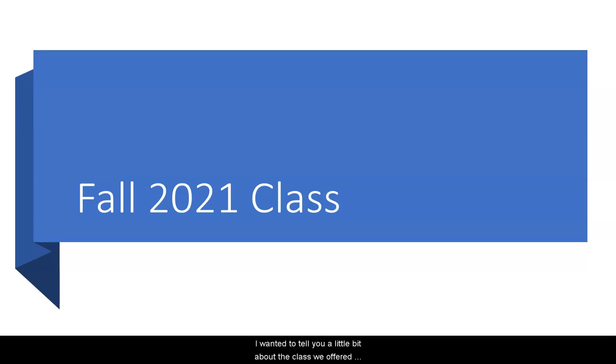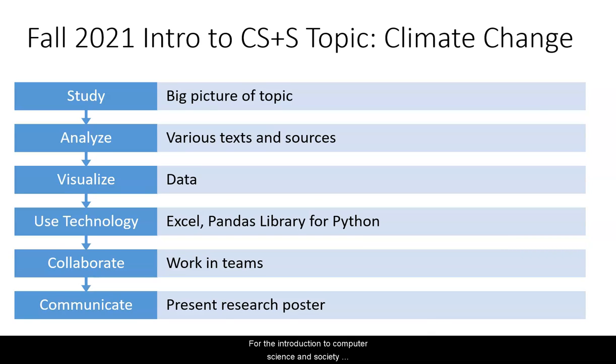I wanted to tell you a little bit about the class we offered last semester. So this was last year's class in fall of 2021. For the Introduction to Computer Science and Society class, we focused on the problem of climate change. So we wanted to study the big picture of this topic, and we wanted to analyze lots of different texts and various sources. Then we wanted to visualize the data that we had analyzed.